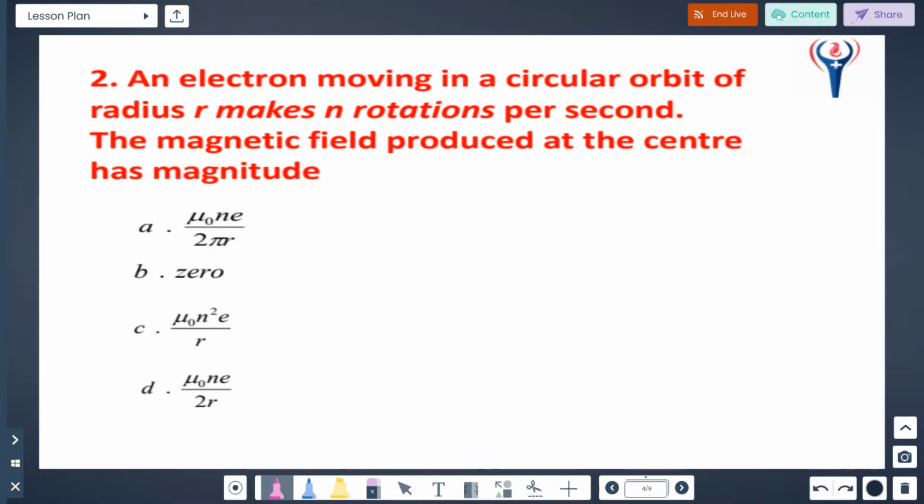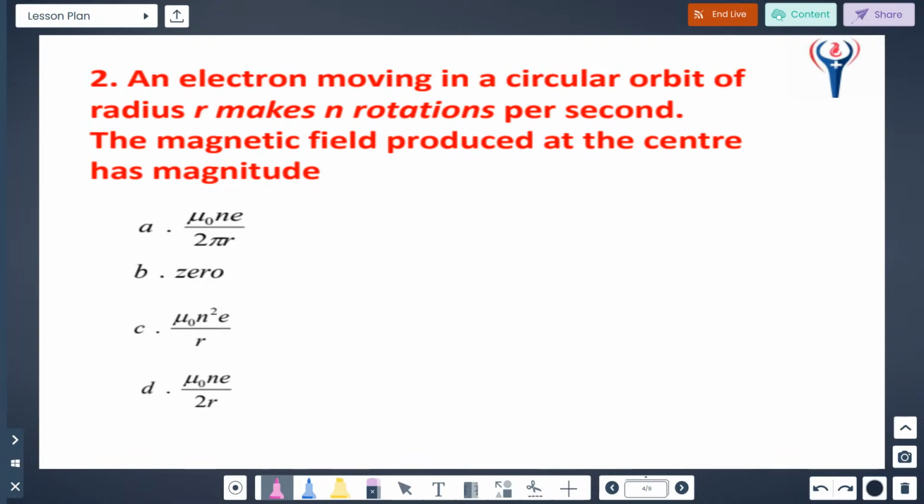An electron moving in a circular orbit of radius r makes n rotations per second. The magnetic field produced at the center has magnitude dash. Option is given as A, B, C, D. What is the answer? Which option is correct? A, B, C or D? I think most of you got the answer. Okay. Electron moving in a circular orbit means it provides what kind of force? Centripetal force. And magnetic field produced.